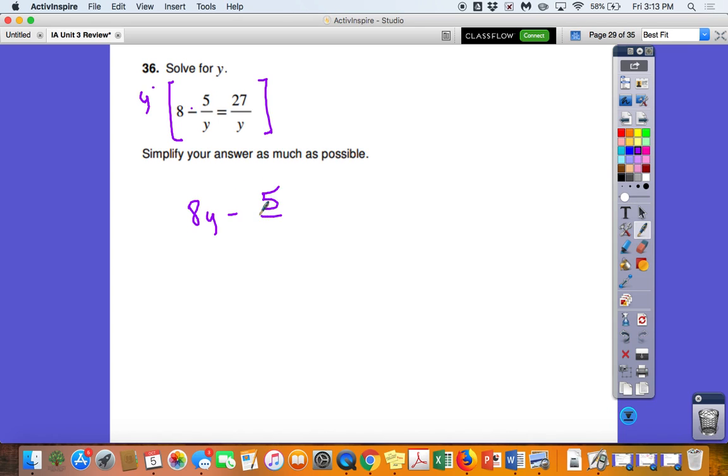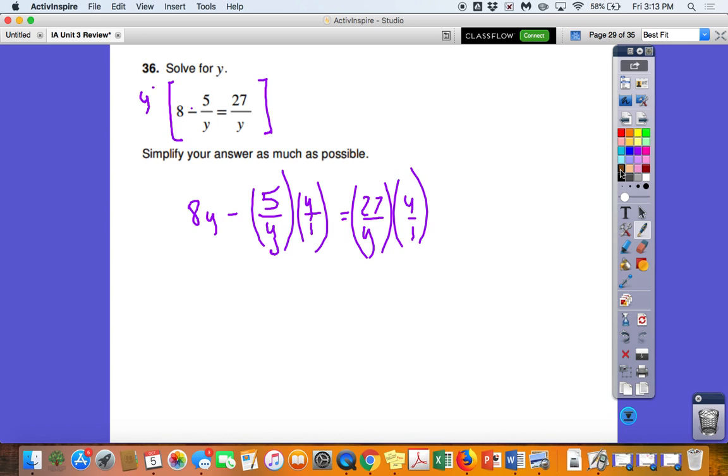Okay, so 5 over y times y. Remember that's y over 1. So if you need to put it over 1 so you don't get confused, then put it over 1. All right, so that was the original fraction, and you're multiplying it times y. Okay, now the whole point is that these better cancel and your fractions disappear. So you've got 8y minus 5 equals 27.